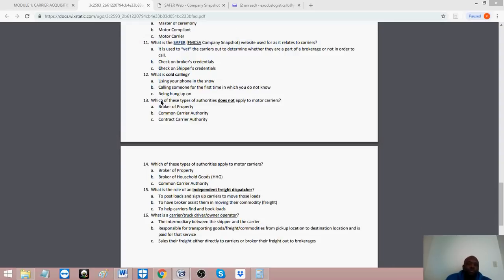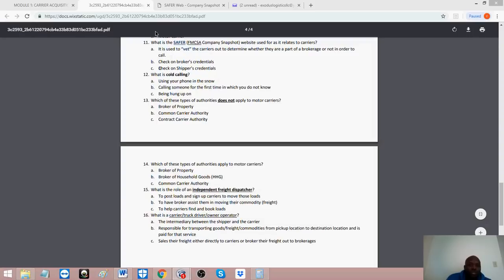Number 13, which of these types of authorities does not apply to motor carrier? Broker of property, common carrier authority, contract carrier authority. So the answer is in the actual wording. So which one does not apply to carriers? A, because a broker is not a carrier.